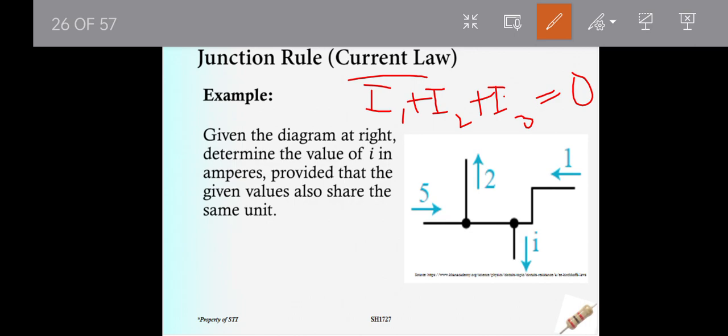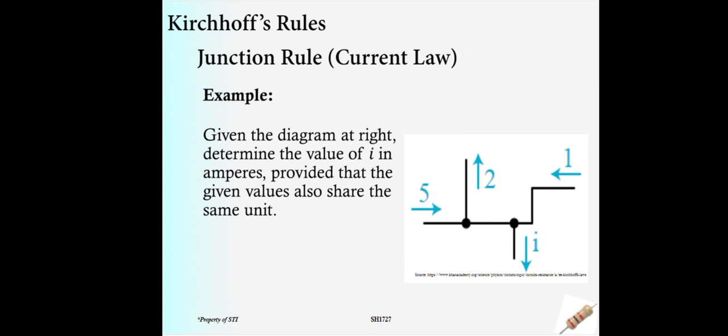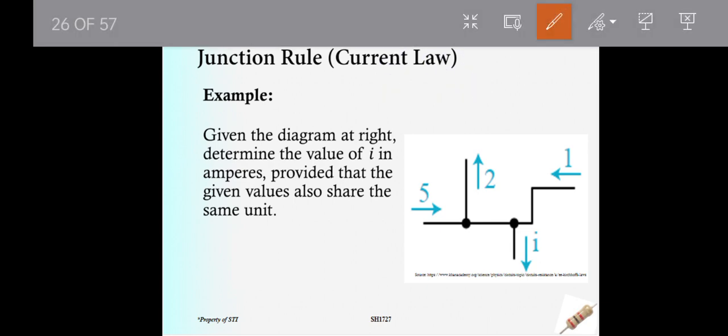Equal to 0. Okay, going back here sa our problem. So, meron tayong arrow or diagram. For the 5 amperes, going in siya sa junction natin. And this is the junction.